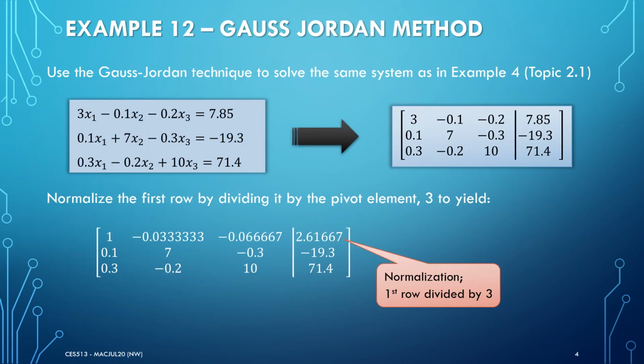Now we can look further into the Gauss-Jordan method implementation. From example 12, use the Gauss-Jordan technique to solve the same system as in example 4 from topic 2.1. So we have a set of equations here and then convert to matrix form, and I have already taken out the unknowns of x. For the solution, first is to normalize the first row by dividing it with the pivot element of 3. The pivot element of 3 comes from the first row. After you normalize the first row, it will become this.